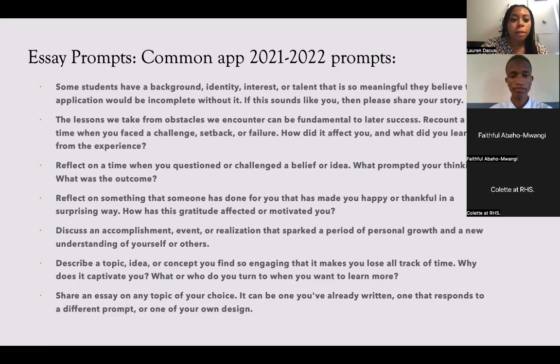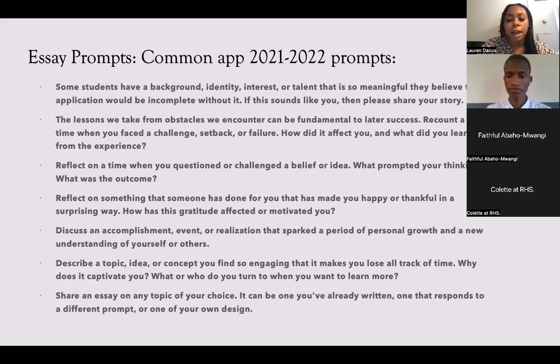The next prompt, reflect on a time when you questioned or challenged a belief or idea. What prompted your thinking? What was the outcome? The next one, reflect on something that someone has done for you that has made you happy or thankful in a surprising way. How has this gratitude affected or motivated you? The next one, discuss an accomplishment, event, or realization that sparked a period of personal growth and a new understanding of yourself and others.